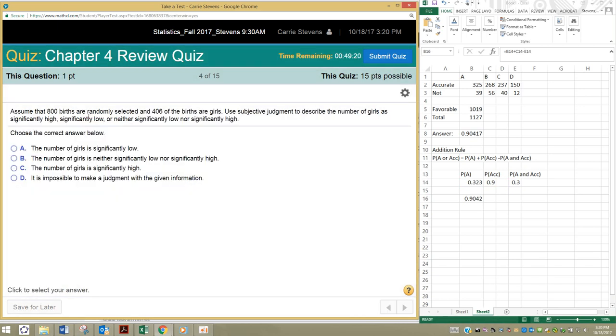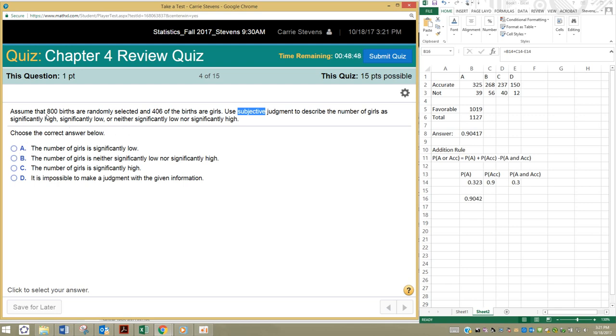Assume that 800 births are randomly selected and 406 of the births are girls. Use subjective judgment to describe the number of girls as significantly high, significantly low, or neither significantly high or low. All right, so we're just using subjective judgment, which means you do your best to try to guess, your best educated guess. Okay, so let's see.